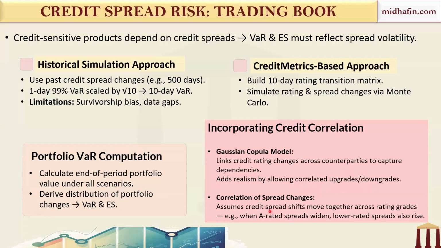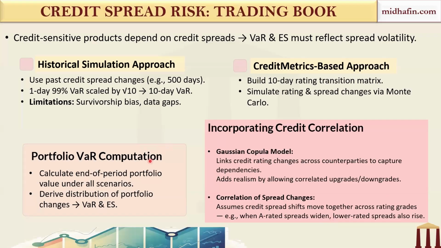So here we assume that spread movements are either perfectly or almost perfectly correlated across different rating categories. For example, if the spreads of A-rated firms widen due to any market shock, then the lower rated spreads, like triple B spreads, double B spreads, will likely widen as well. Incorporating such correlation effects makes the VaR estimation far more realistic and ensures that portfolio level risks account for the fact that credit events rarely happen in isolation.